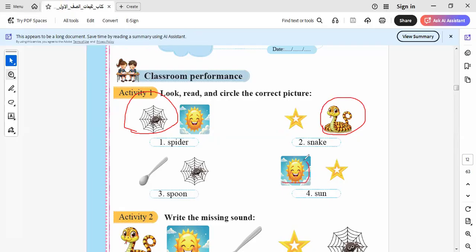Here it will be sun. You are clever pupils. Here we have spoon. Excellent. You are clever pupils. Let's continue the rest of the exercise.